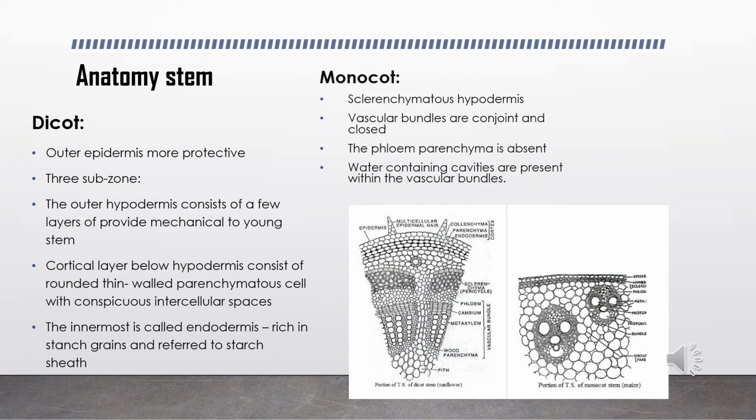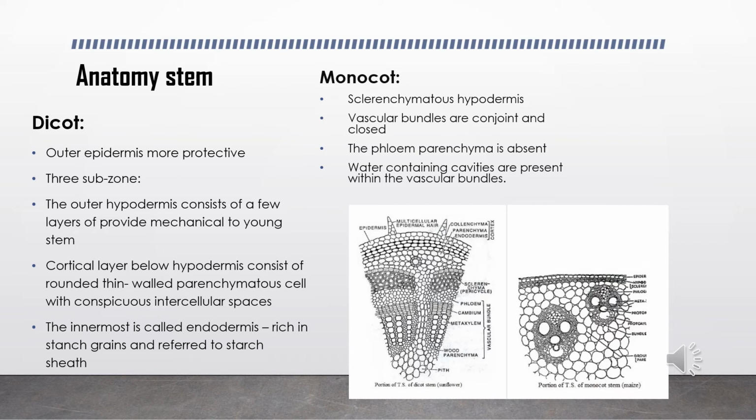Anatomy of the dicot stem. The outer epidermis is protective. There are 3 subzones: the outer hypodermis, the layer below the hypodermis, and the innermost. The outer hypodermis consists of a few layers that provide mechanical support to the young stem. The cortical layer below the hypodermis consists of rounded thin-walled parenchymatous cells with intercellular space. The innermost is called the endodermis. It is rich in starch grains and is referred to as the starch sheath.